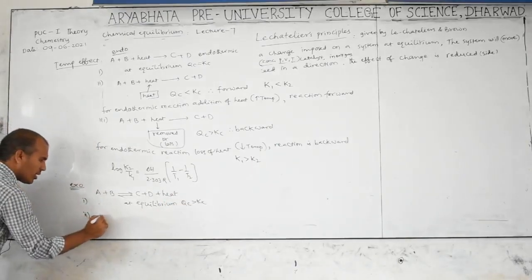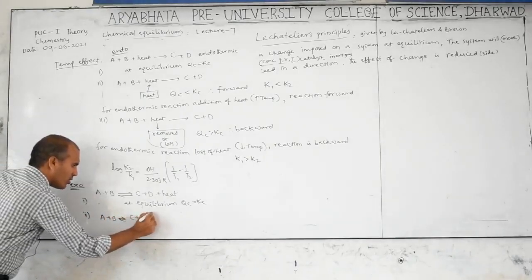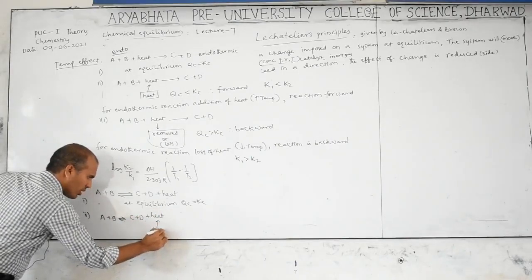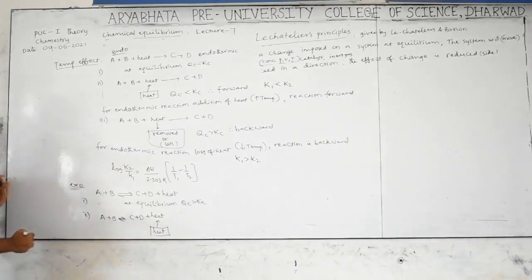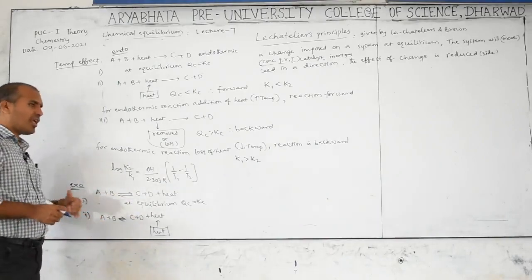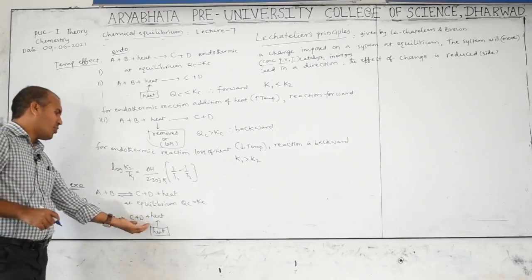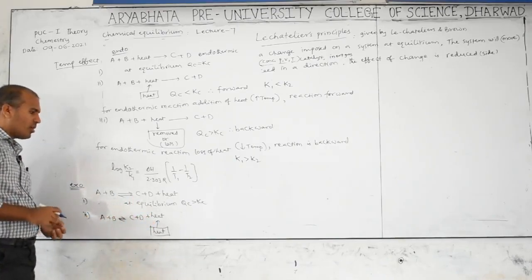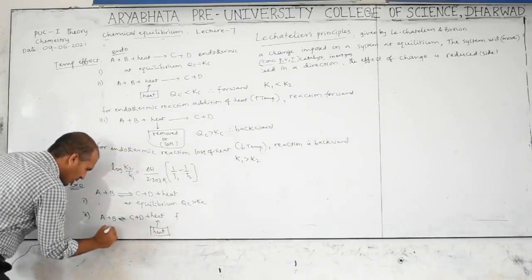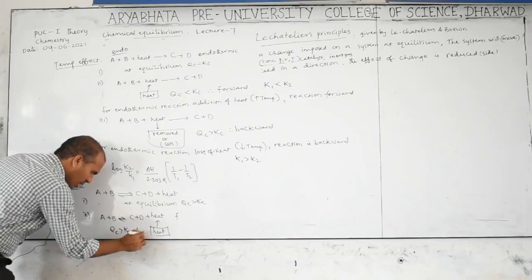Second condition, what is that? A + B gives rise to C + D. Now to this reaction we are adding heat. Adding heat means increasing temperature. When you increase the temperature, for an exothermic reaction actually less temperature is required, but we added more. When we added more, the reaction is backward. So for exothermic reaction, in this case, Qc is greater than Kc. Therefore this is which one? Backward reaction.